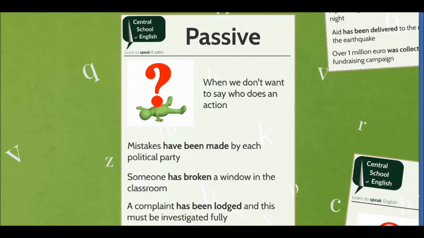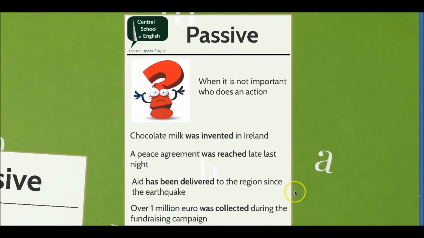We also use the passive when it is not important who does an action. Here are some examples of this use of the passive voice. Chocolate milk was invented in Ireland. A peace agreement was reached late last night. Aid has been delivered to the region since the earthquake. Over €1 million was collected during the fundraising campaign.